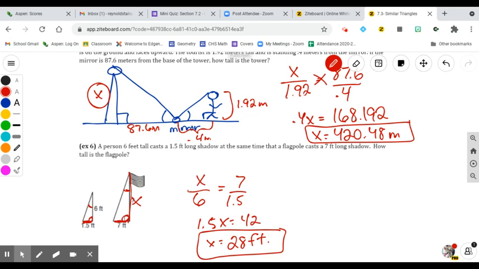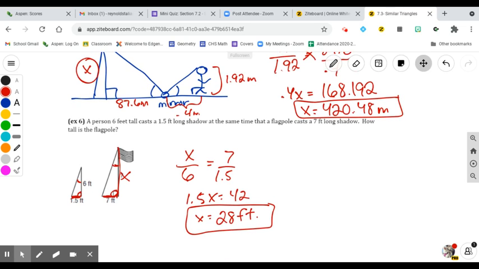So your assignment today doesn't have any word problems on it, but I might throw some on Monday, or definitely next week we will do some word problems.